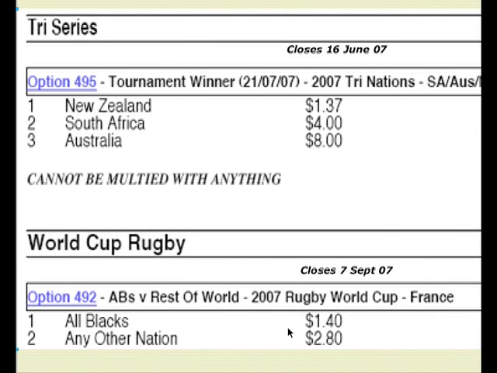So you're going to the sports betting bookies at the TAB. They have these things they call bets, option number 492, $1.40 on the All Blacks if the All Blacks win, and $2.80 on any other nation if any other nation wins. So I've got another handout for you so you don't have to do so many calculations.